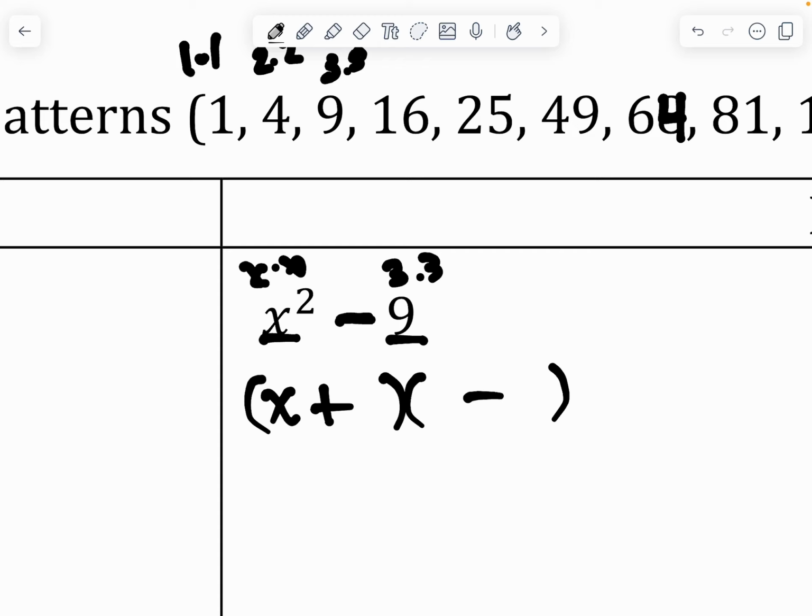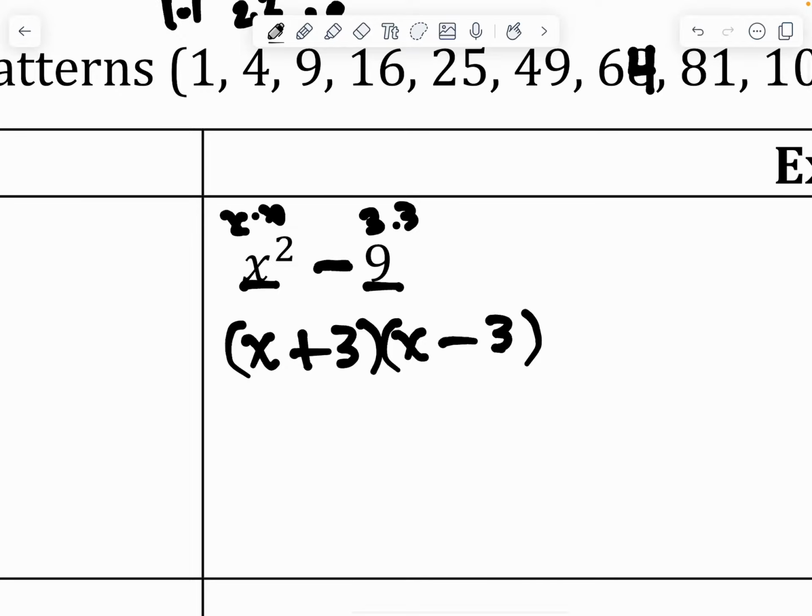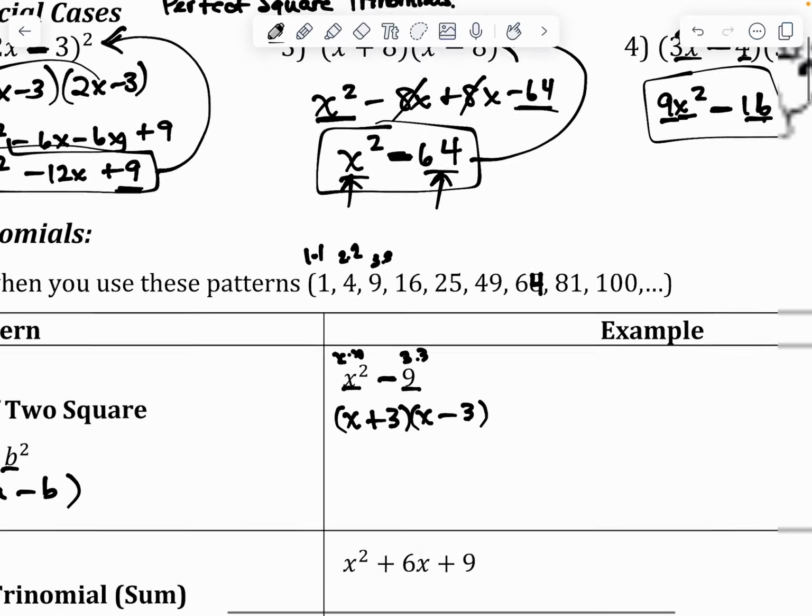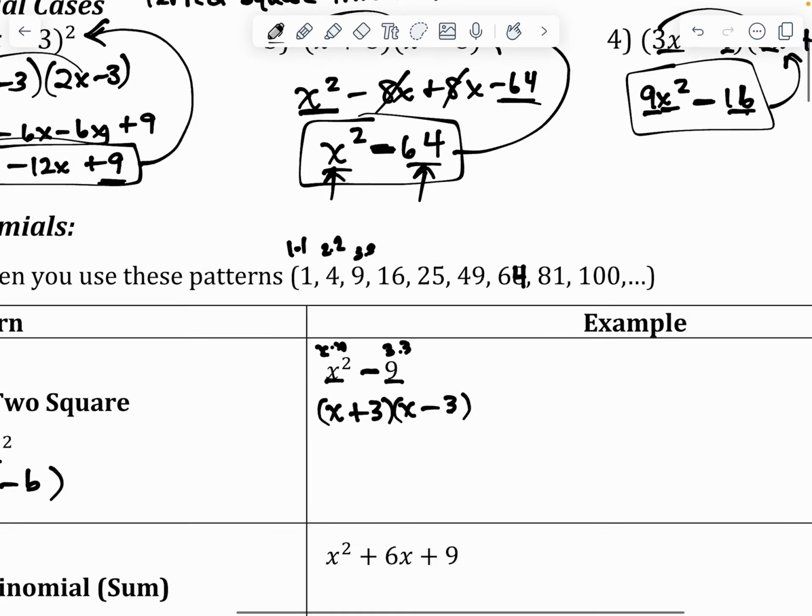My first terms are x and x. My last terms are 3 and 3. And my middle terms are going to cancel, which is going to be negative 3x and positive 3x. And therefore, x plus 3 and x minus 3 are the factors. Okay?